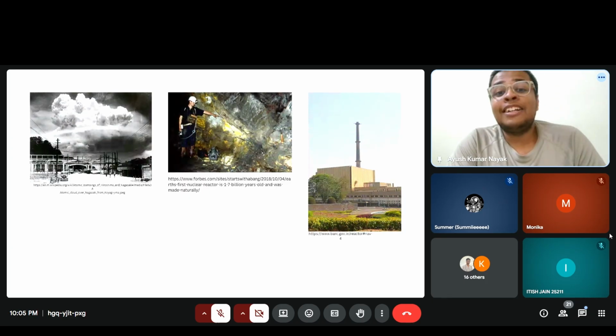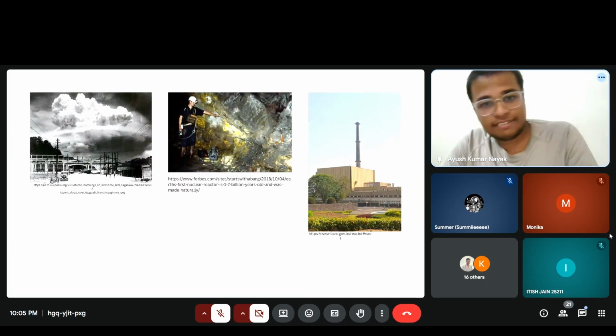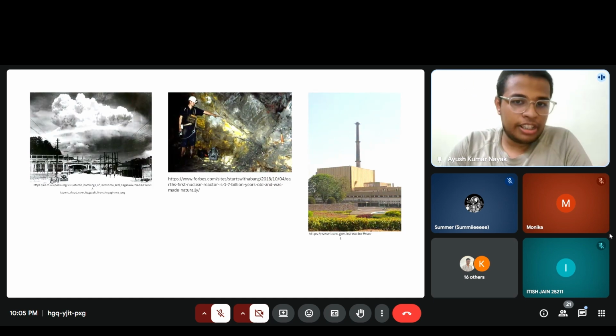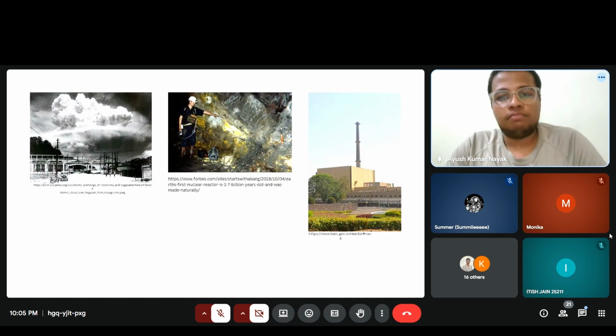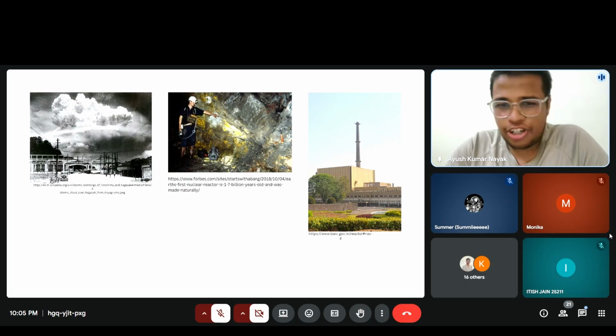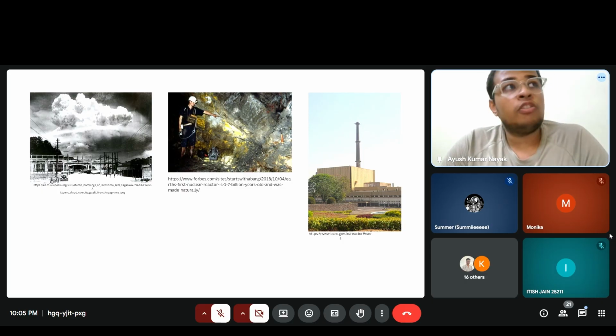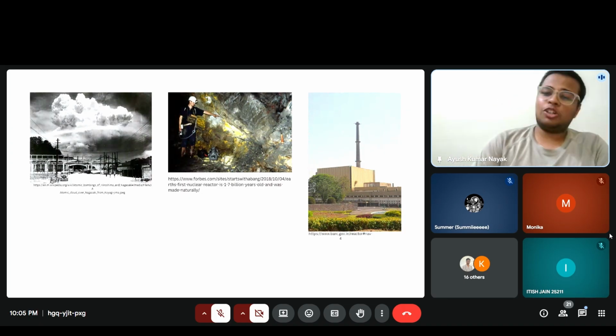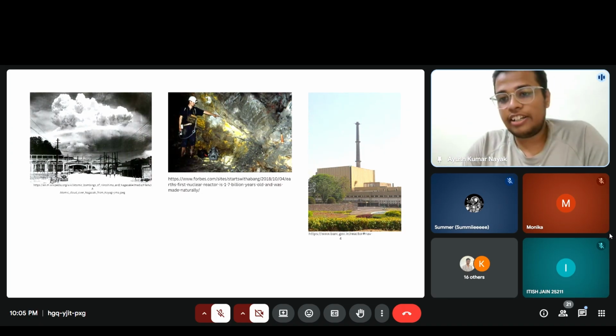Let's move on. The middle picture is the Oklo site. The man there is pointing at the area where the concentration of uranium-235 was found to be low. And the picture on the right-hand side is that of Dhruva, our largest research reactor.